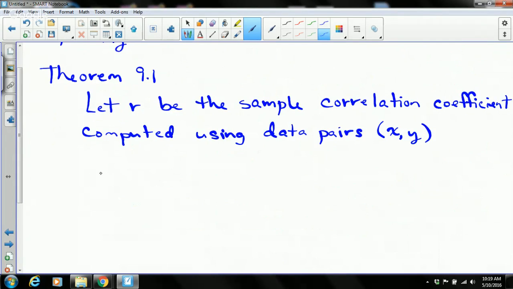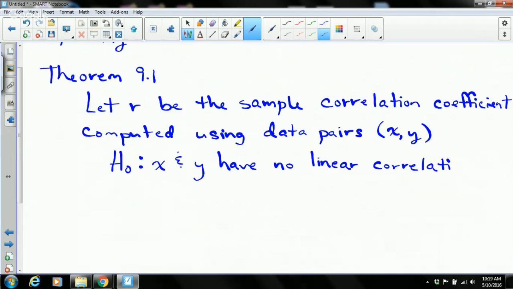All right. So once you have r, the sample correlation coefficient, then we let H sub 0, the null hypothesis, be that x and y have no linear correlation. Now, we're not going to write it out like that. So in other words, rho equal to 0. That's what we're actually going to write. But I wanted you to understand what rho represents. It's the strength of the linear correlation, right? So we're saying there is no linear correlation between the two.